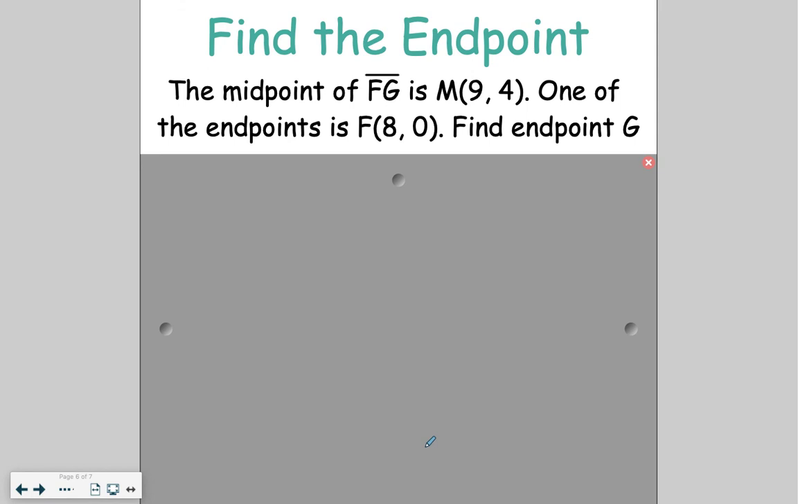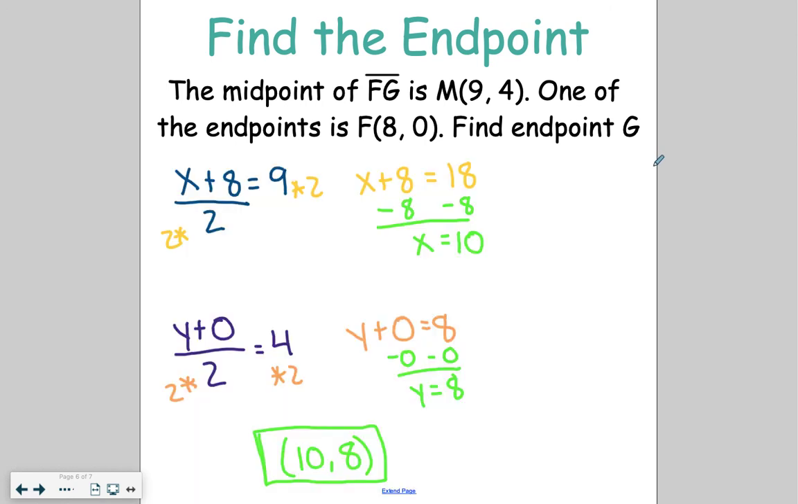Go ahead and try this one on your own. The midpoint of FG is 9, 4. One of the endpoints, F, is at 8, 0. Find endpoint G. When you solve for G, you are going to get that your other endpoint is at 10, 8.